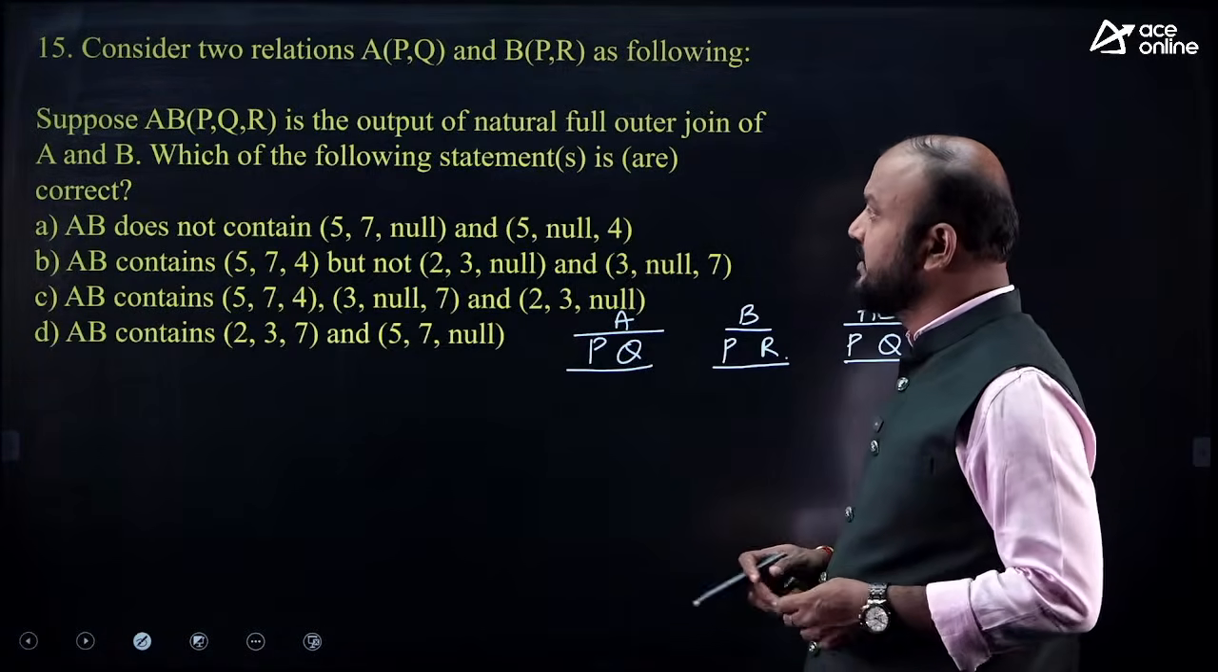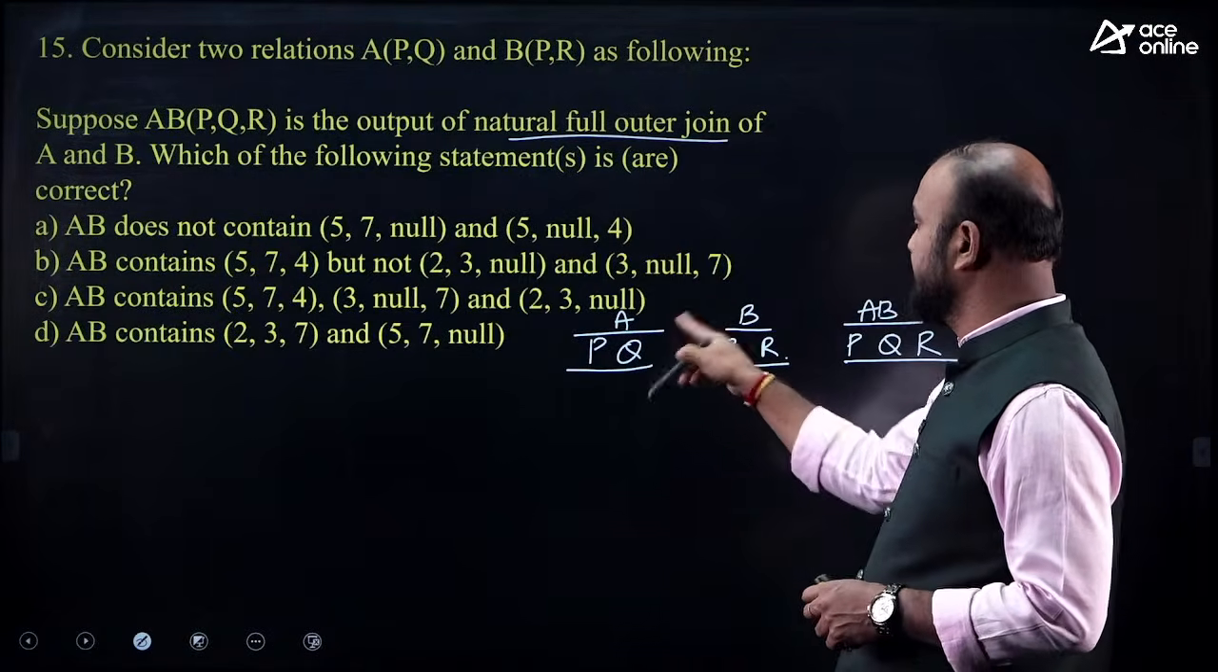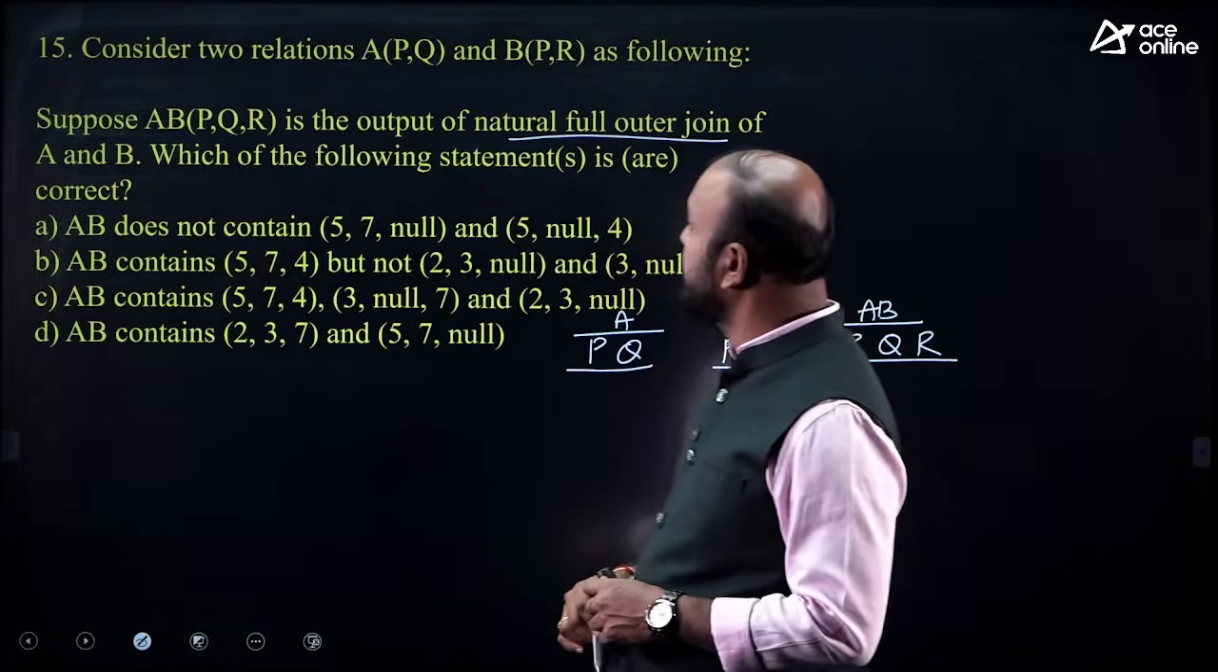AB and PQR is the output of natural full outer join of A and B. Natural full outer join of A and B.